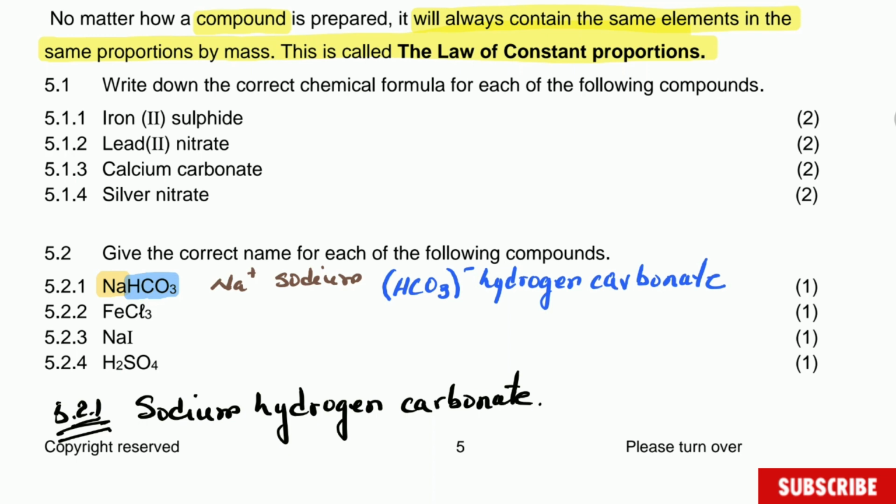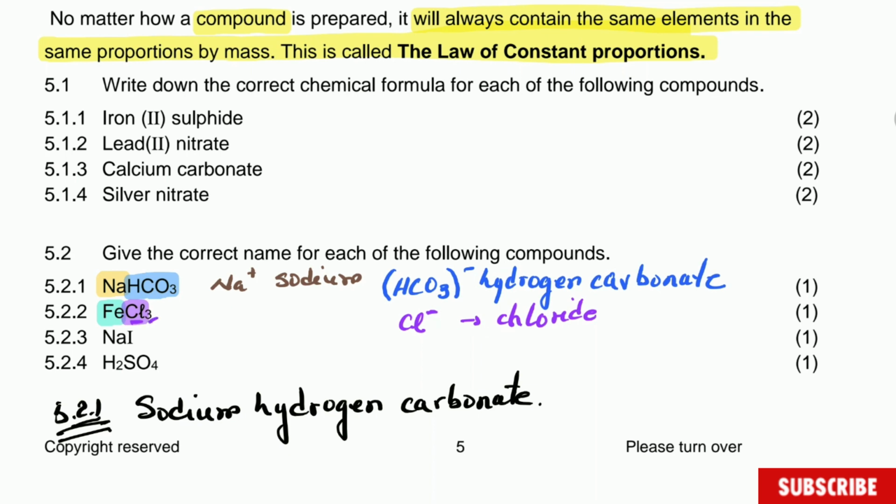Question 5.2.2. Now be careful here. We have to identify the ions there, and it may be slightly different here and tricky. The first ion here is Fe, and the second one is Cl. Now, if we go back to the tables of ions, you're supposed to know that Cl is a negative 1 and is going to be called chloride. That is the name of the ion, and it's Cl minus.